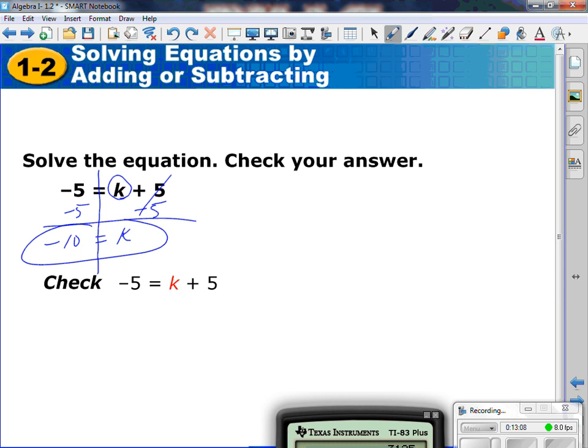This is one you have to be careful of. I see a lot of people that will write positive 10, and then I will see a lot of people that put 0.